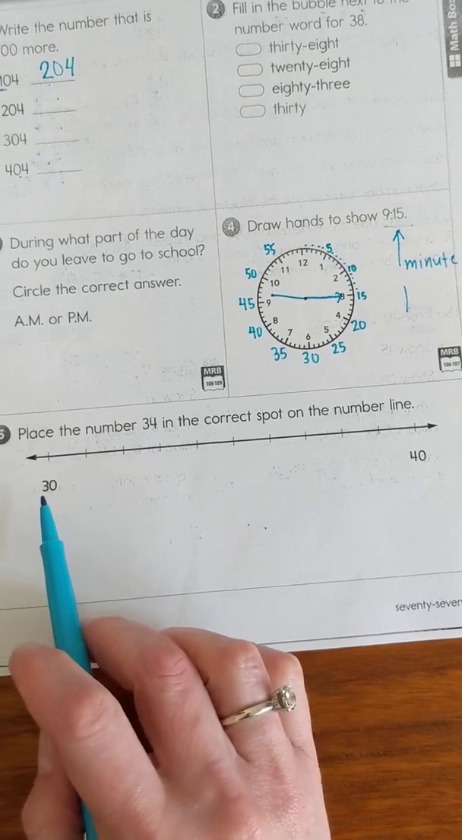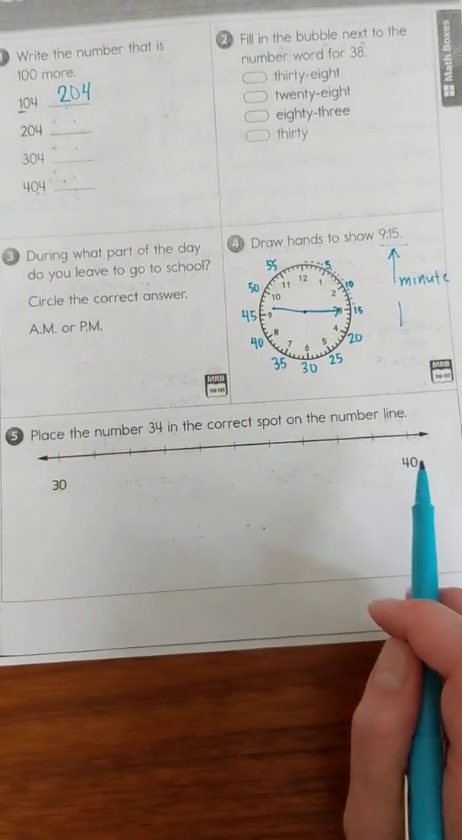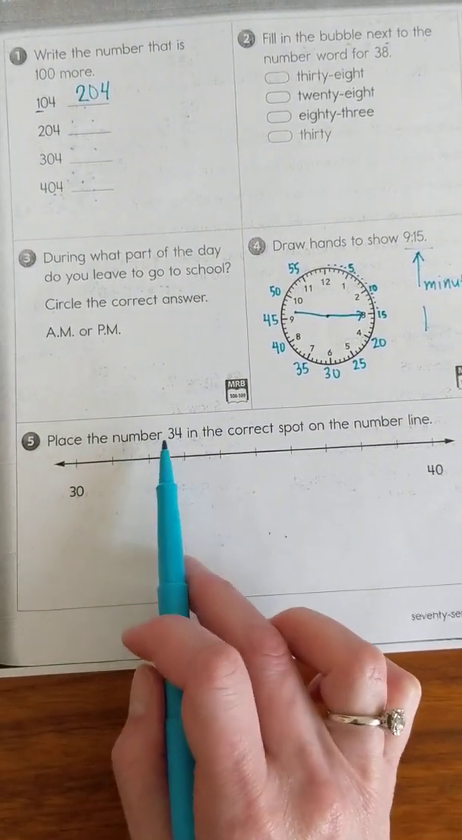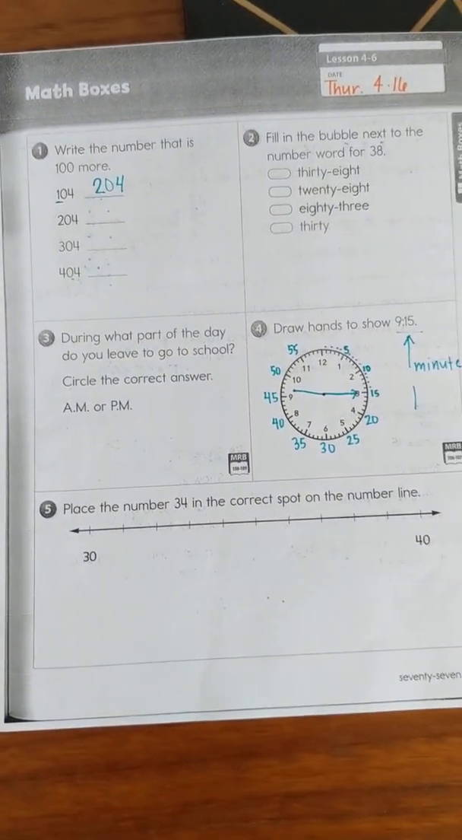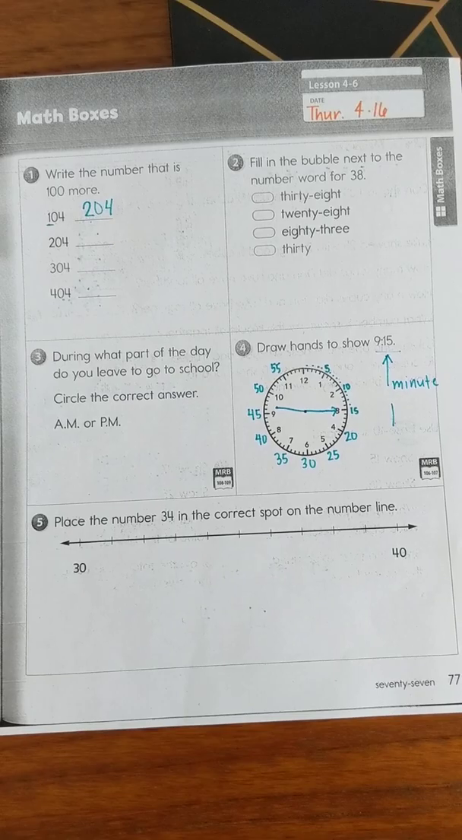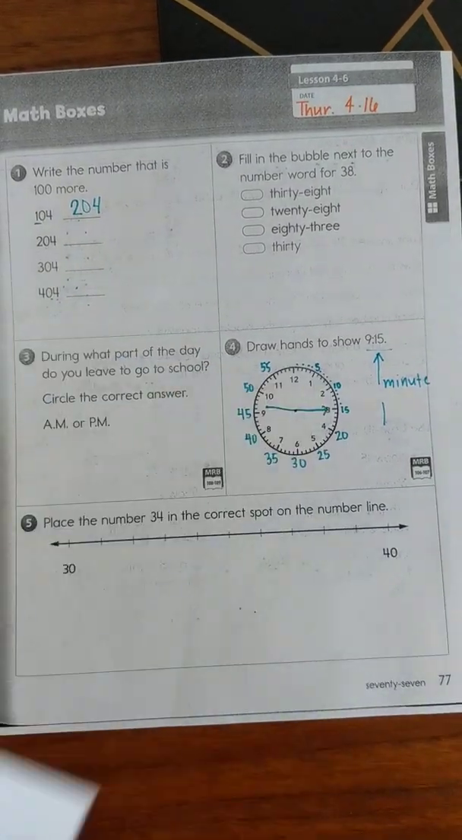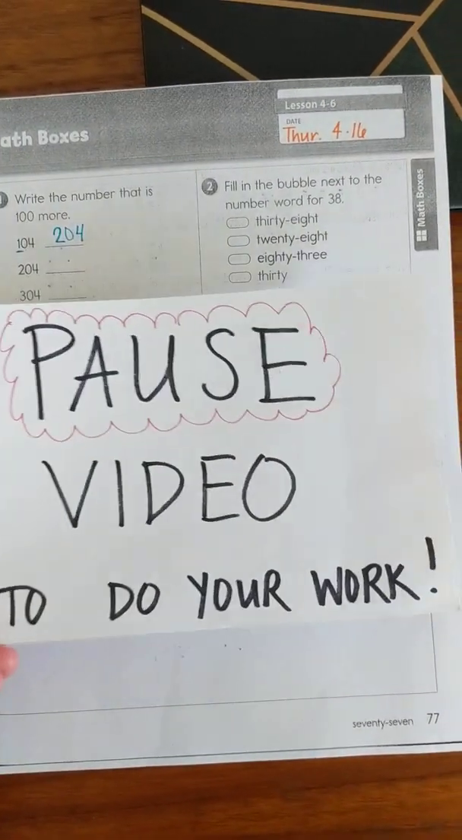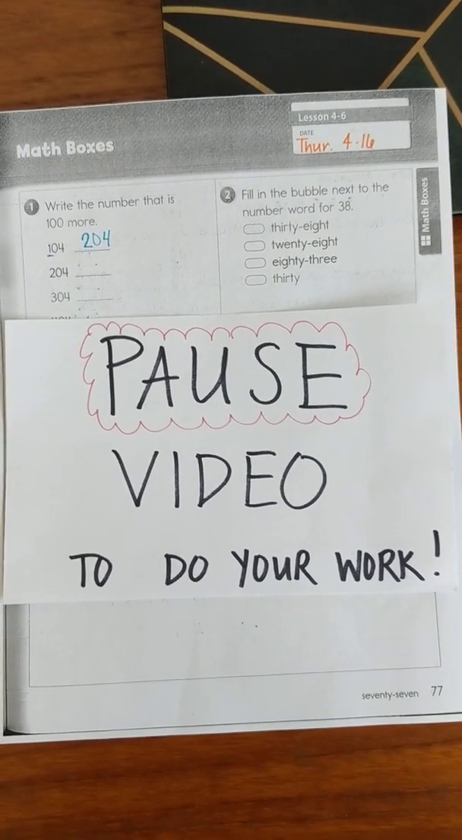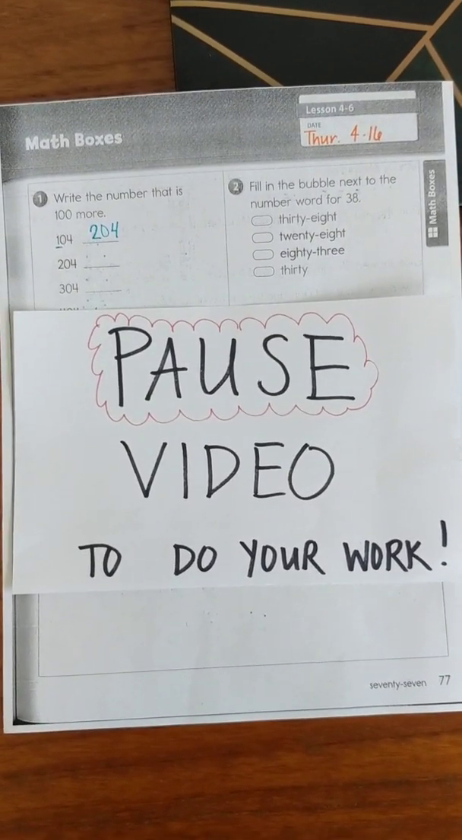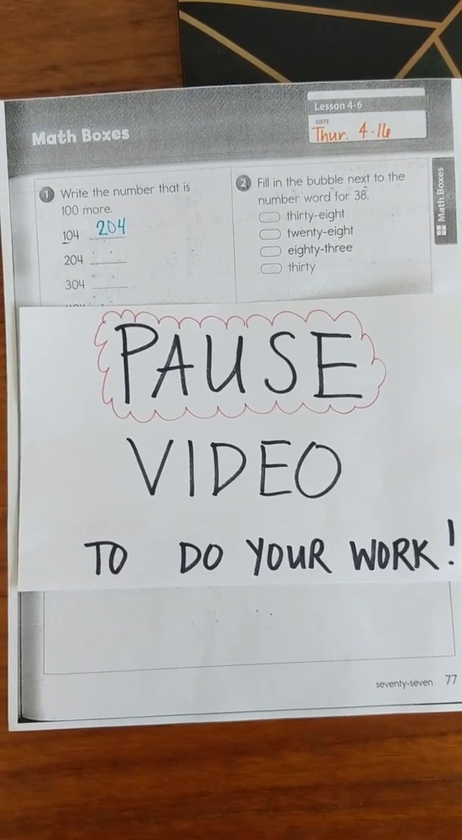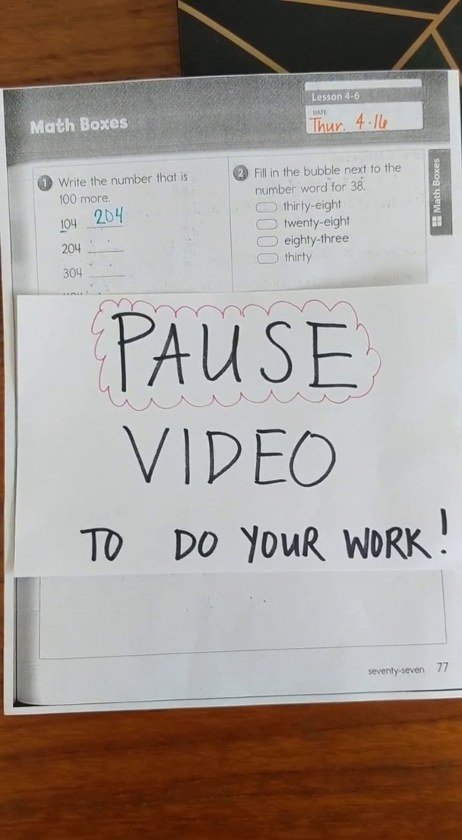Now the last one. We have a number line that starts with 30 and it goes to 40, and they want us to put in 34 in the correct spot on the number line. I think you guys can do that one on your own. So what I'm going to have you do is go ahead. Now we did number 4 together, but I want you to do the other ones. So go ahead, pause your video and do your work, and we'll go over it when we get back. And if there's one that you're not sure of, just go ahead and leave it blank and you can fill it in as we do it.